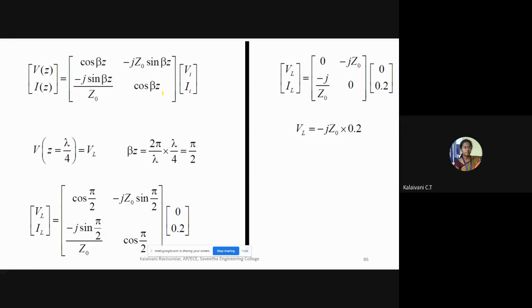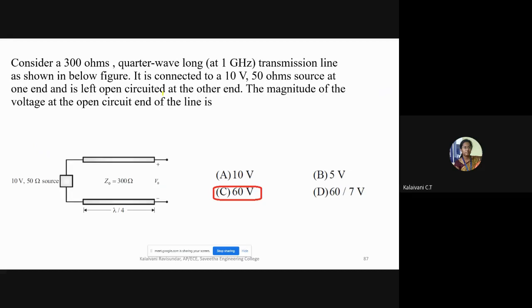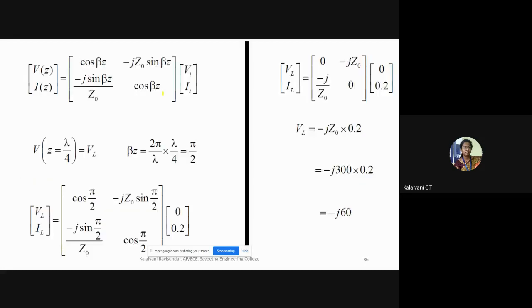So what is our question asking us to find? Voltage. So the Z naught value is 300. It is minus j 60. The answer will be 60 volts. Okay. Minus j Z naught. We don't take the polarity in the case of voltage.